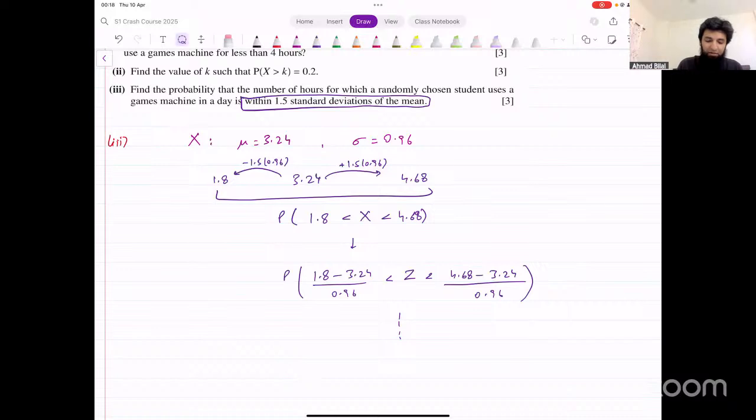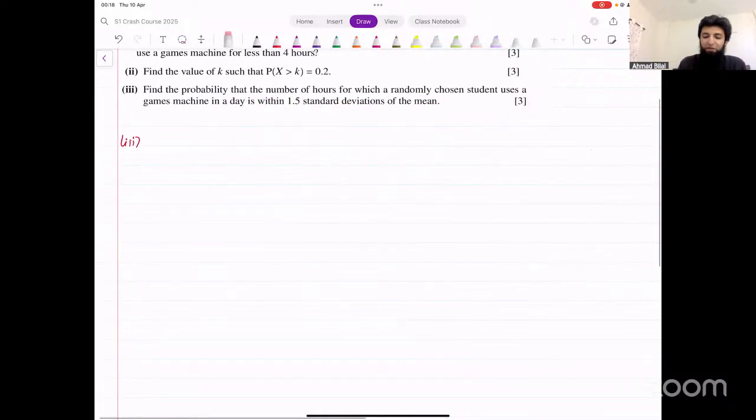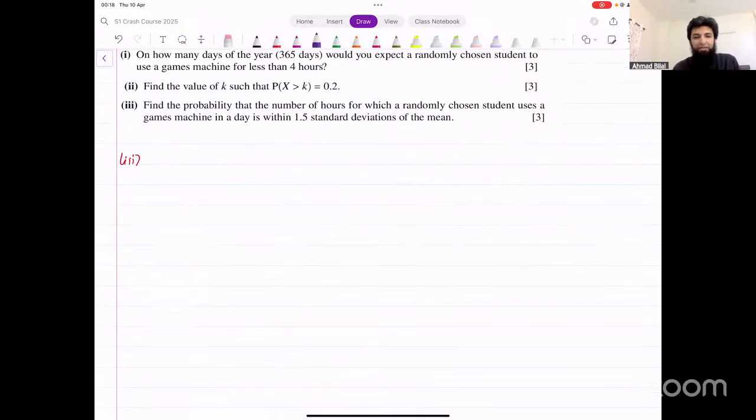since we are saying we have to be within 1.5 standard deviations of the mean, Z value tells us the number of standard deviations you are away from the mean. In a Z distribution, what's the mean? Mean is at 0. So within 1.5 standard deviations, what does that mean? You have to be between minus 1.5 and plus 1.5. And that's it. You directly have Z values. You don't do any of those calculations. It doesn't even matter what X was.